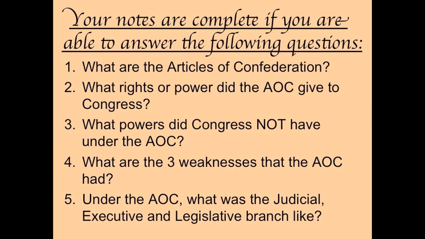So this is the Articles of Confederation: what they were about, and why they failed. You should be able to answer these 5 questions. What are the Articles of Confederation? What rights or powers did the Articles of Confederation give to Congress? And then what powers did Congress not have? The 3 weaknesses that we just talked about, and then what were the judicial, executive, and legislative branches like under the Articles of Confederation? Make sure you're able to answer these.